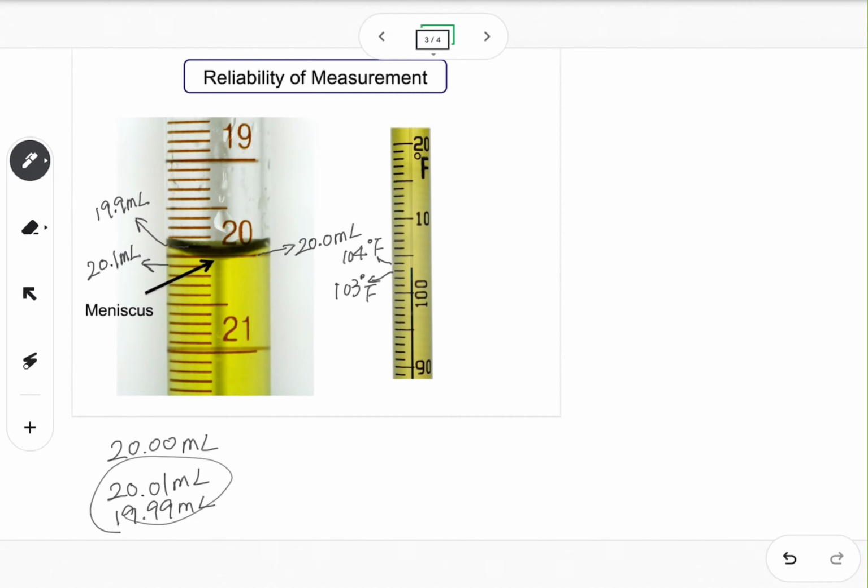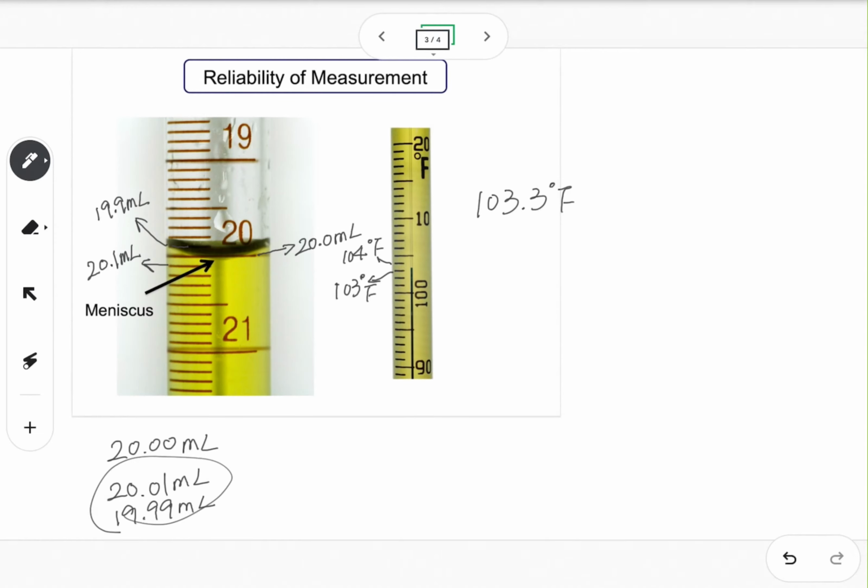So I can get the 3 certain digits as 103 because this mercury level is right between 103 and 104 degrees Fahrenheit. So 1, 0, and 3, these 3 digits are certain. I still have to give it an estimation. According to my eyes, the top of this mercury is probably closer to the 103 line. So my estimation would be about 3. That's my estimation.